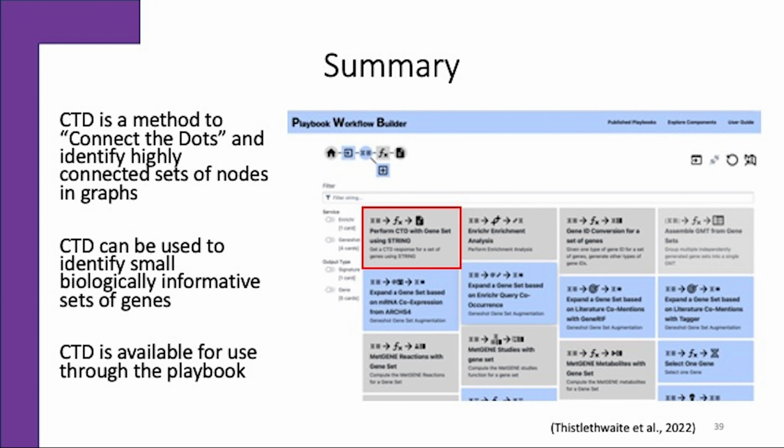In summary, CTD is a method to connect the dots, and we've just discussed how this method works without computationally costly permutation testing. CTD can be used to identify small, potentially biologically informative sets of nodes within many types of weighted graphs. And CTD can be used to address many different types of biological questions. We hope that you'll find the integration of CTD with the Playbook to be a useful tool when analyzing your own complex datasets.